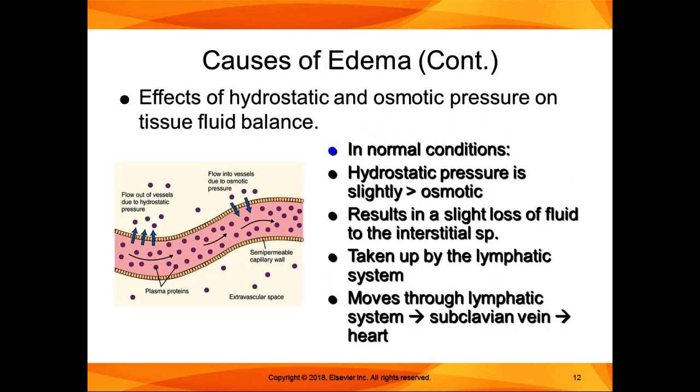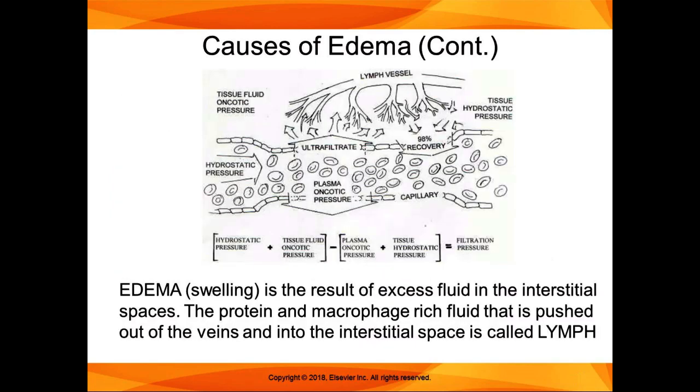So in normal conditions, hydrostatic pressure is slightly greater than osmotic pressure. So it results in a slight fluid loss into the interstitial space. So the lymphatic system takes up that extra fluid, so it moves through the lymphatic system to the subclavian vein, back to the heart, back to the venous system. So that balance between hydrostatic and osmotic pressure is what maintains your tissue fluid balance.